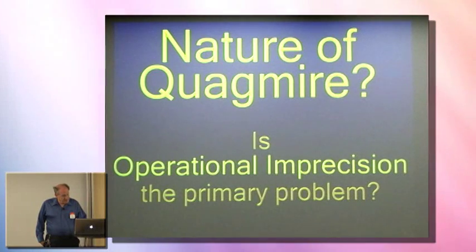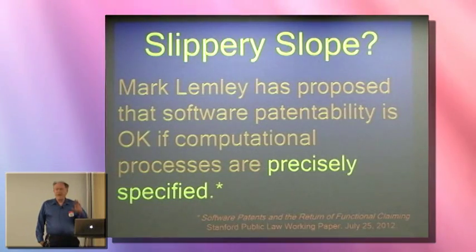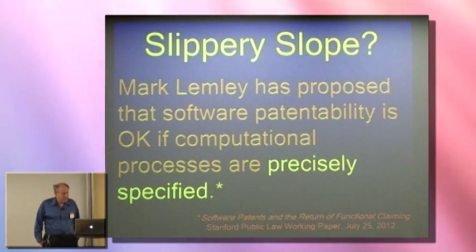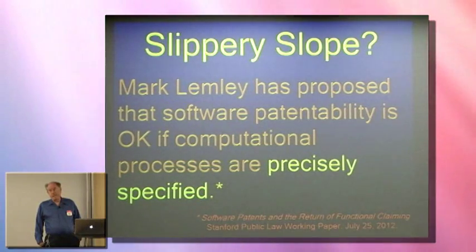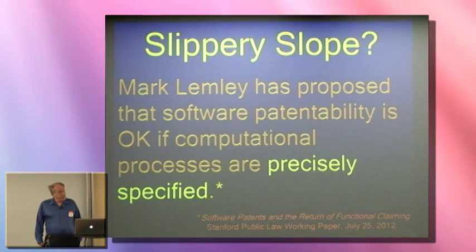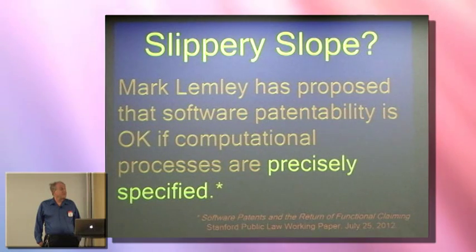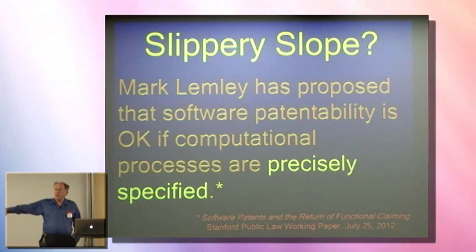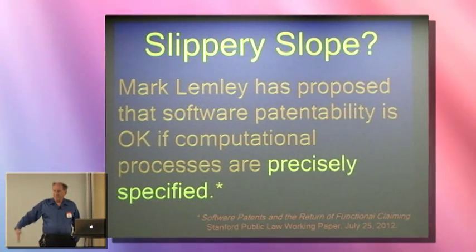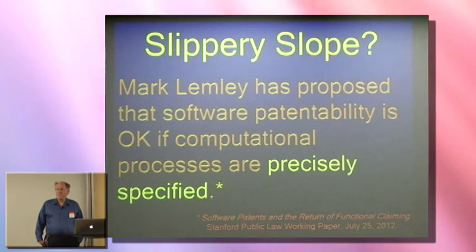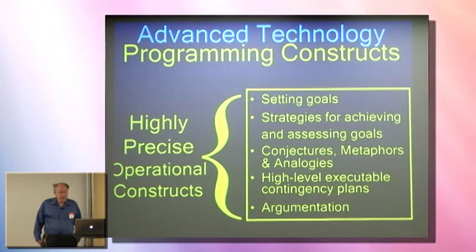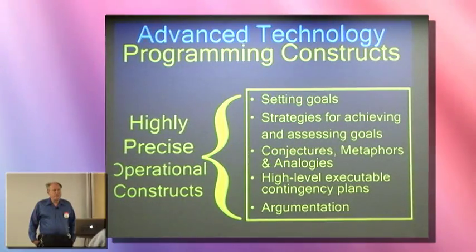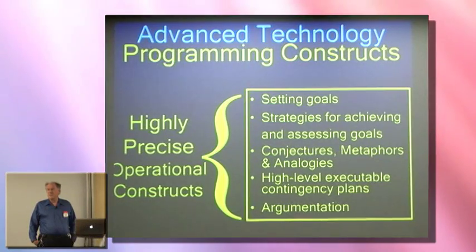So, there's a hypothesis. There are some halfway measures being proposed. A colleague and good friend of mine, Mark Lemley, has proposed that software patentability is okay if the computational processes are specified precisely, right? What he says is, these guys are claiming the goal. They're not actually explaining how. And I think that Mark is wrong, and I'll try to explain why. The reason is the technology has moved on since the days of square root and sort.